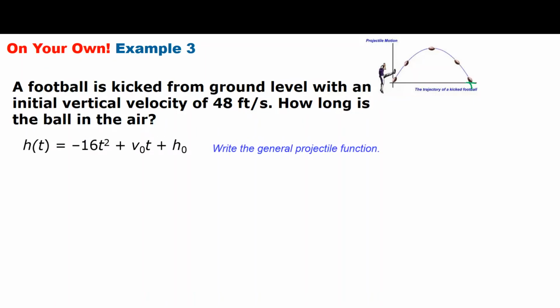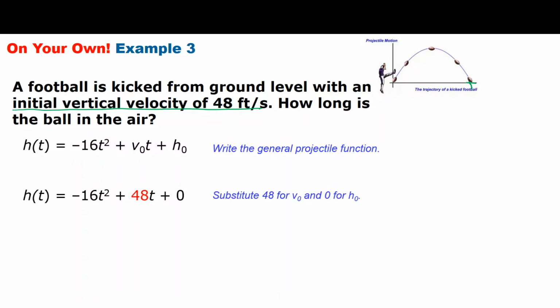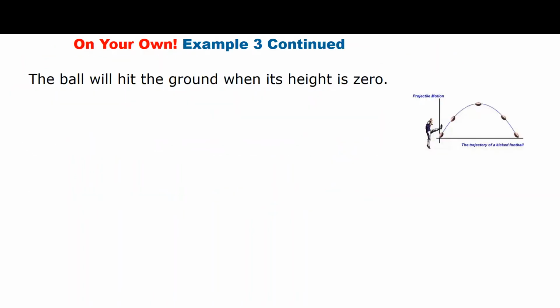So let's write the general projectile function, and there it is again. We have an initial vertical velocity of 48 feet per second, so we're going to fill that in for our v. All right, and now the next thing we need to do is realize that the ball will hit the ground when the height is back at 0. And so we're going to set our equation equal to 0 because that's what we want our y to be.